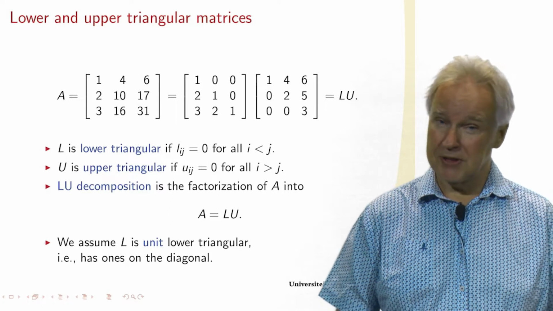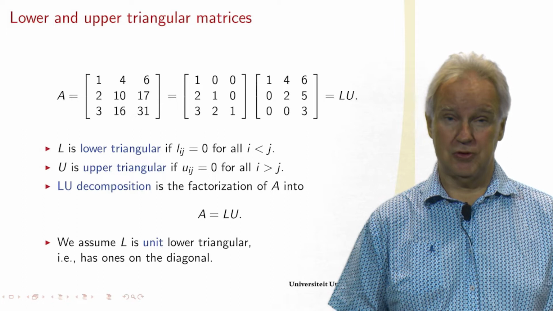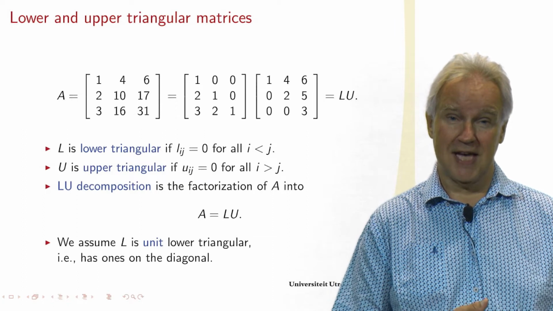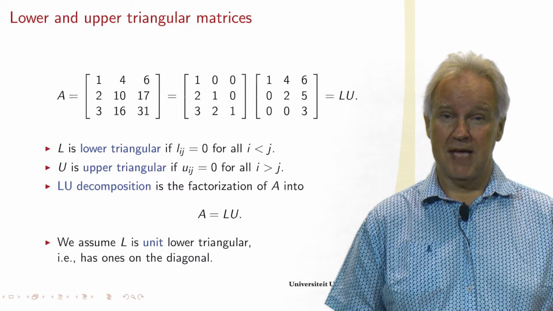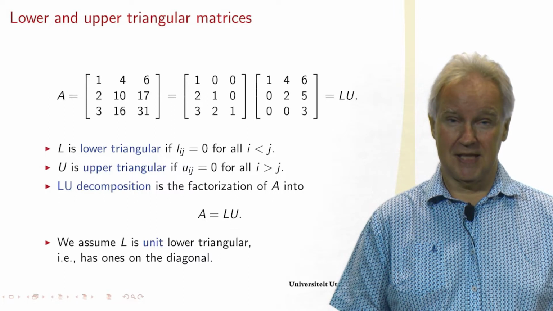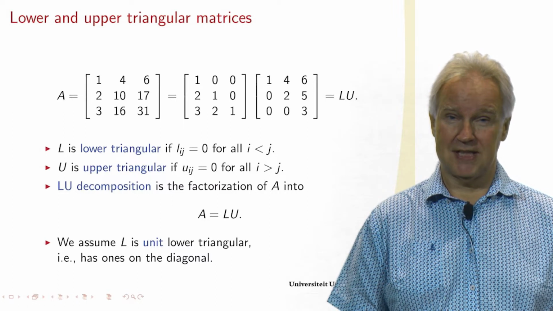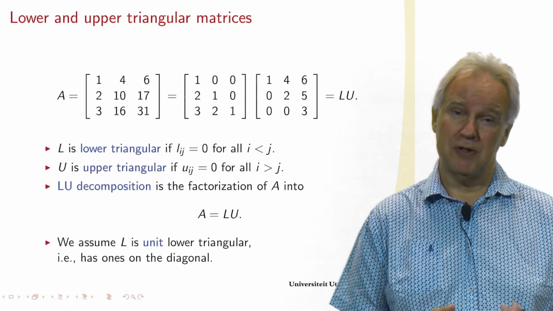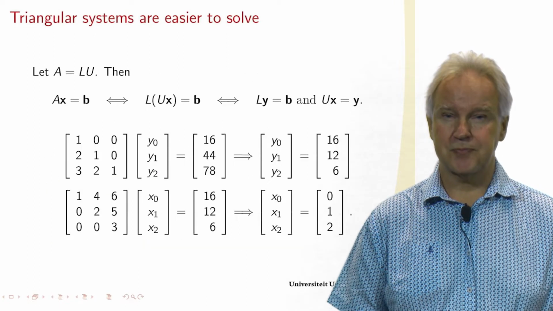Then LU decomposition is just finding L and U. So given a matrix A, find an L and U so that their product equals A. We will assume that L is a unit lower triangular matrix, and that means that it has 1s on the diagonal. We could have chosen U, but in this case we'll choose L.